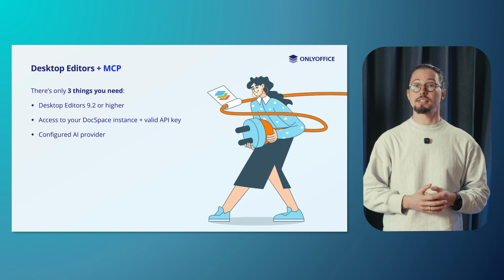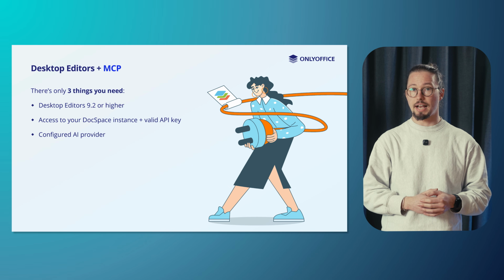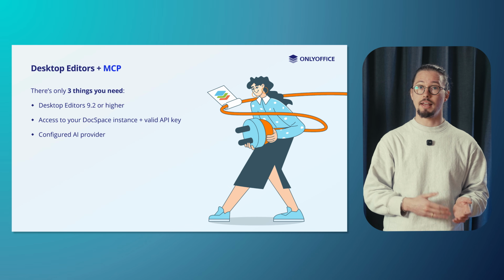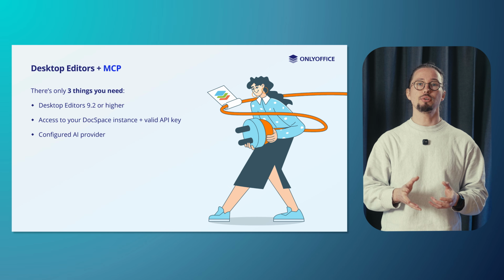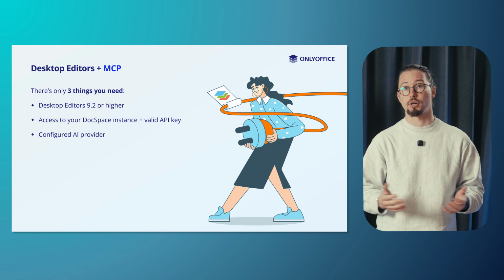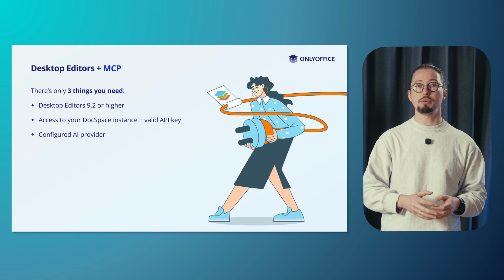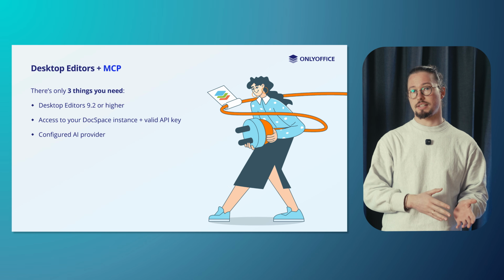The prerequisites are simple. You just need desktop editors version 9.2 or higher, access to your DocSpace instance, a valid API key, and a configured AI provider like OpenAI, Anthropic, or another supported LLM. Once you've set up an AI connection, the MCP server tab becomes available in the settings.